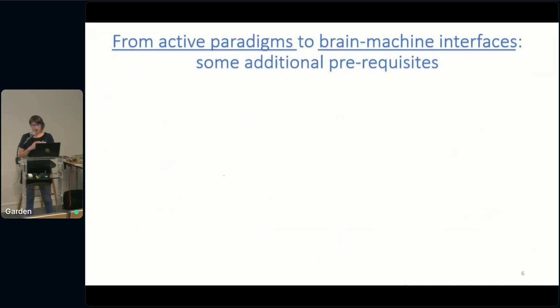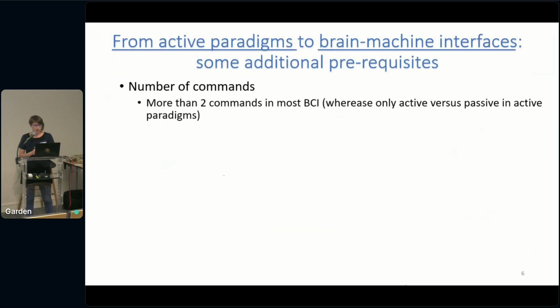But there are some additional features for BCI. It's often a prerequisite to have a greater number of commands, and if you want to communicate, the patient has to be able to spontaneously engage in a communication, whereas for active paradigm, he just has to answer and follow the command, which is cognitively different.